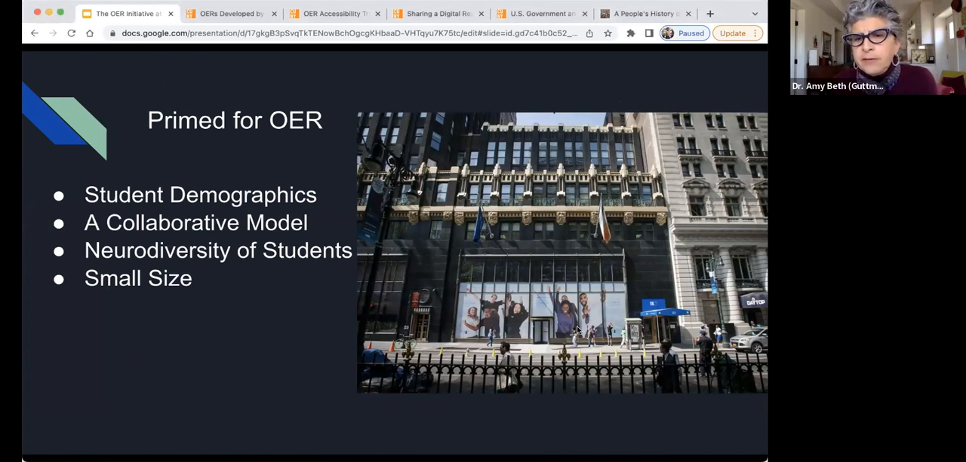There's a picture of Gutman looking out from Bryant Park on the screen.